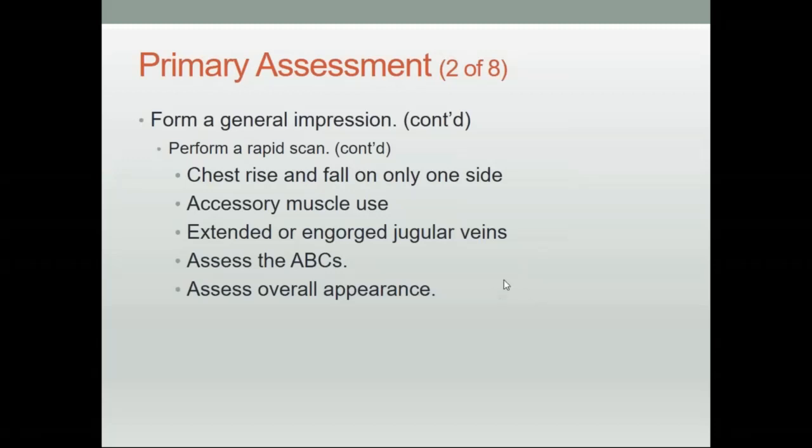And then the distended neck veins, jugular venous distension, goes along with a tension pneumothorax, pericardial tamponade, a myocardial contusion, things that are interfering with the refill of the heart, and that causes blood to back up. I have some pictures, maybe even a little video of that in a minute that will help that make more sense.